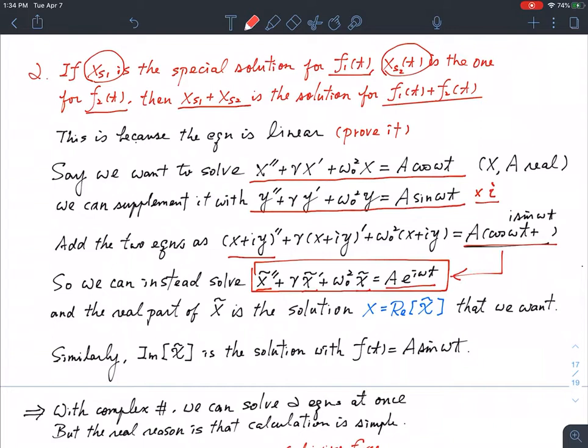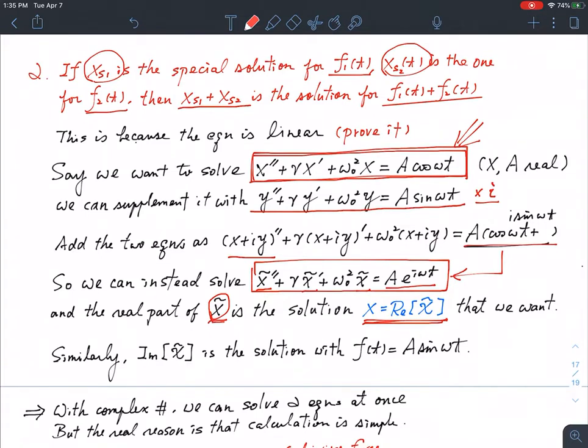And then, once you solve the equation, you know x tilde. The real part of that solution would then be the solution of the original equation. So essentially, we can first go to the complex plane, go to complex numbers, but always remember that what we want to solve is the real part. Once you solve it, we can go back to the real part to get the solution we desire.